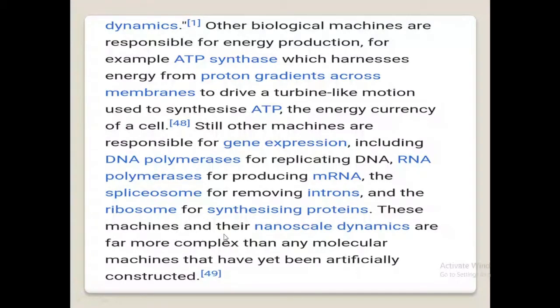All these biological machines and their nanoscale dynamics are far more complex than any molecular machines that have yet been artificially constructed. Constructing an artificial spliceosome, ribosome, DNA polymerase or RNA polymerase is very, very difficult because they have a very complex dynamic nanoscale structure. It is very difficult to understand their movement and function.